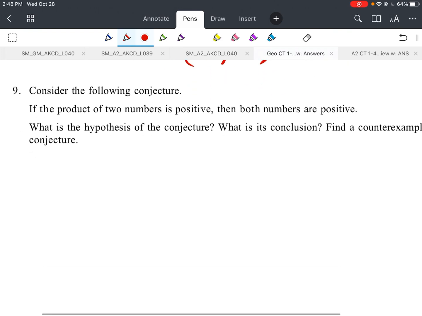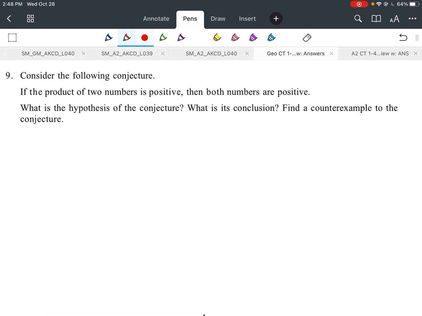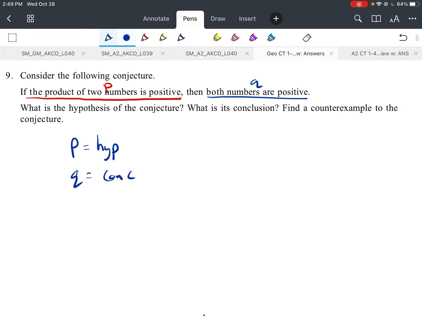Okay, good stuff. All right, let's talk about this one real quick. In case some of you guys forgot some of this logic stuff already, consider the following conjecture. If the product of two numbers is positive, then both numbers are positive. What is the hypothesis of your conjecture? What's the conclusion? And then find a counterexample. So hypothesis, that's the P part. It's the part after the if, the if part. The conclusion, or the Q, is after the then. So there's the P and the Q. So this is the hypothesis, and Q is the conclusion.